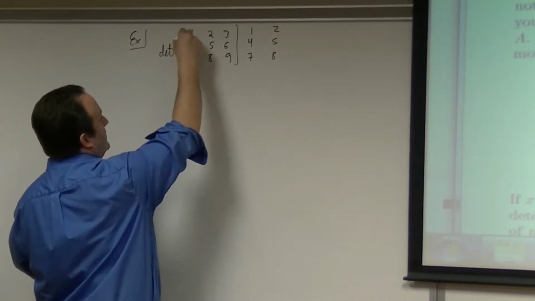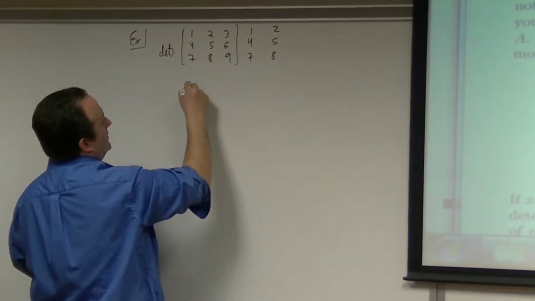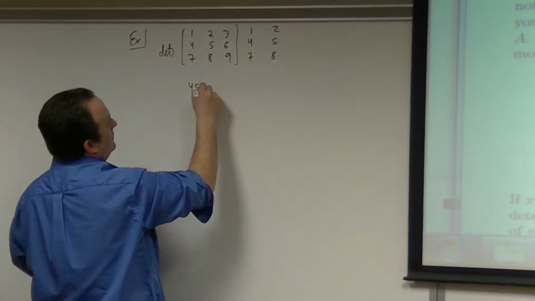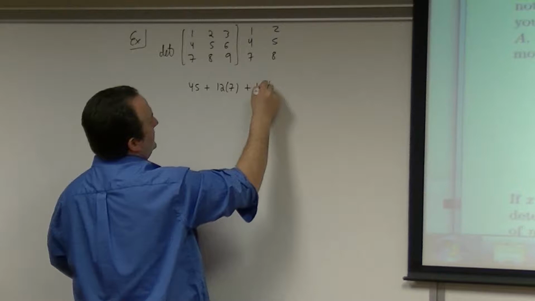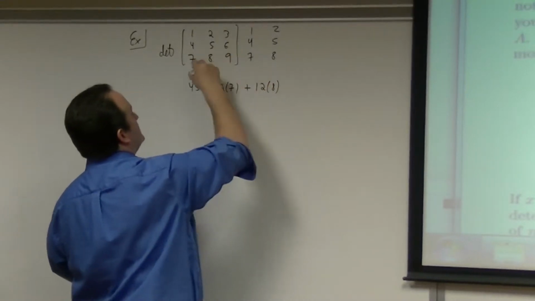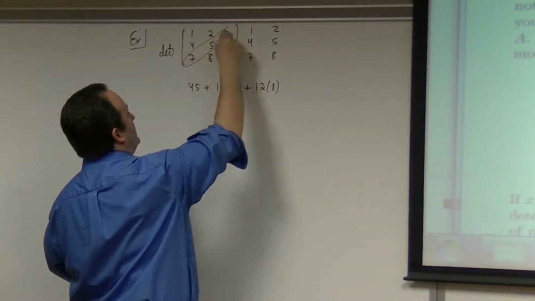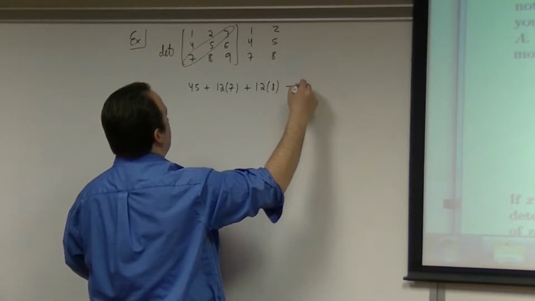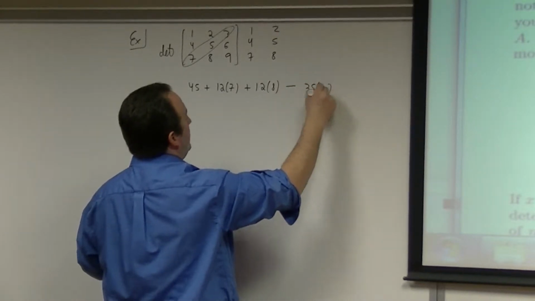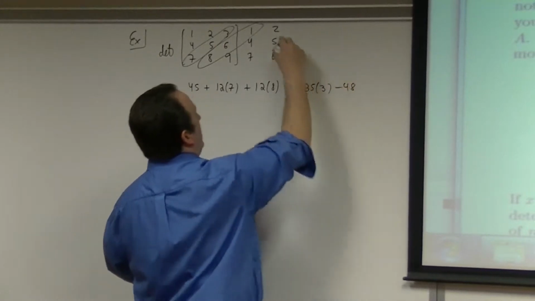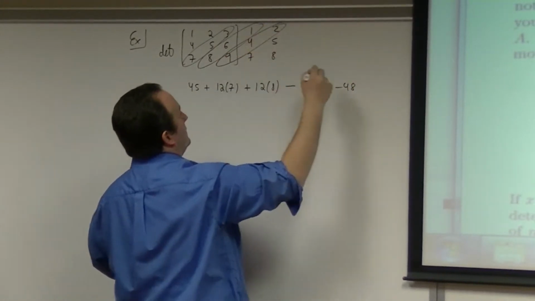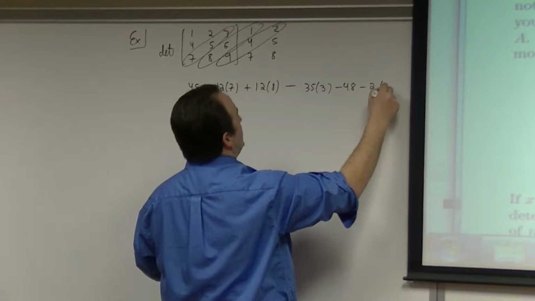Let's see here, so I do 45 plus 12 times 7 plus 12 times 8 is here. And the minuses are these ones, so minus 35 times 3, minus 48, minus 2 times 36.